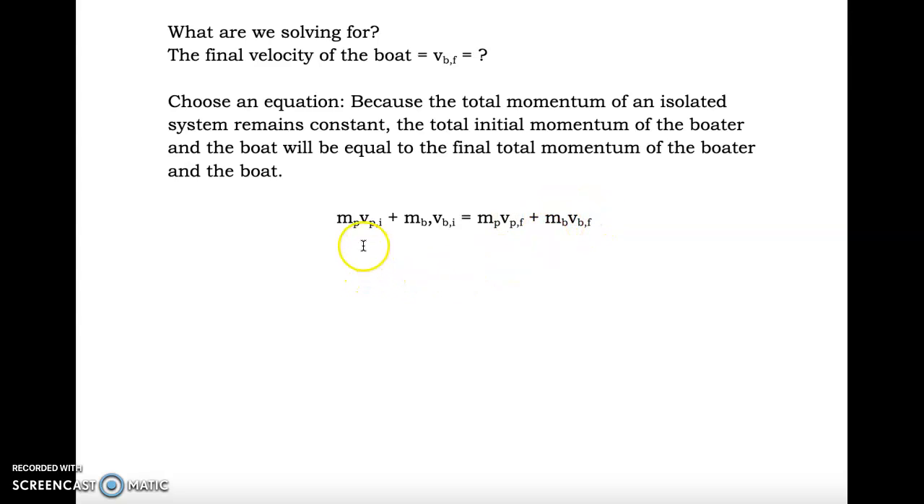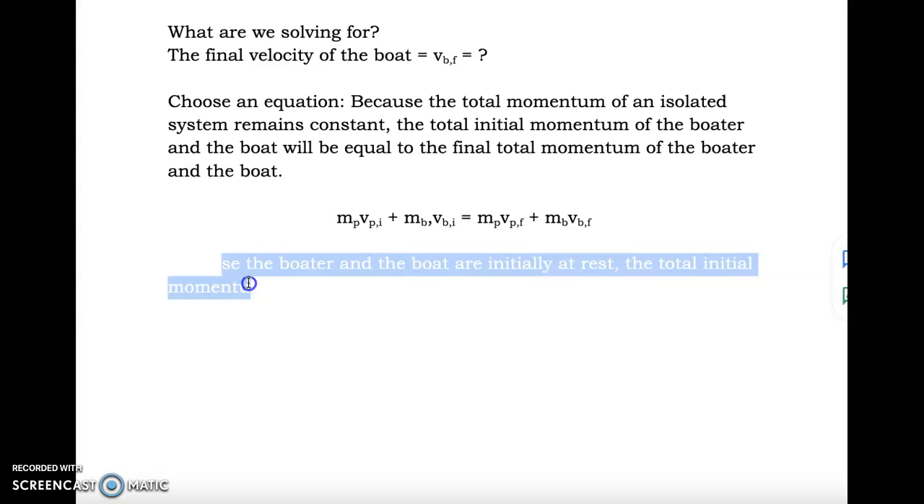This is it. We know the mass of the person, and we know the initial velocity of the person. We know the mass of the boat, and we know the initial velocity of the boat. We know the mass of the person and the final velocity of the person. We know the mass of the boat, and we're solving for this very last variable. So we know everything except for one thing. Easy to solve this. So here's how we'll do this.